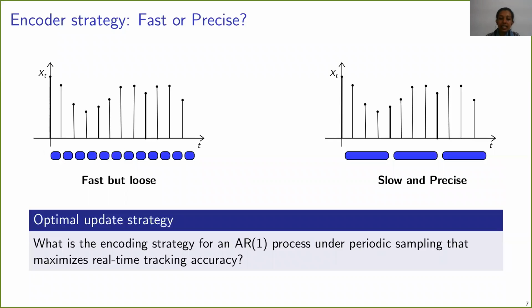On the other hand, in the second figure, we choose to send a single update in one entire sampling interval. Since we can use the channel several times, the precision of this update is higher, but it takes an entire sampling interval to reach the decoder. This we call the slow and precise scheme. So here, the objective is to find out what is the optimal strategy to follow at the encoder. Is it to be fast but loose, or slow and precise, or an intermediate solution between the two?